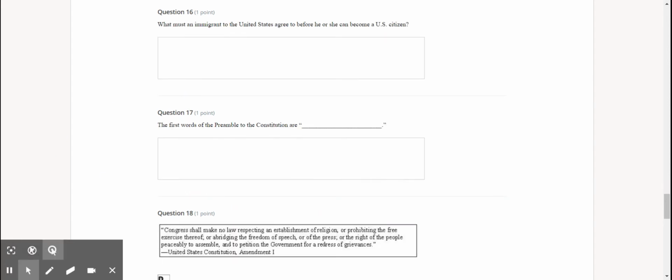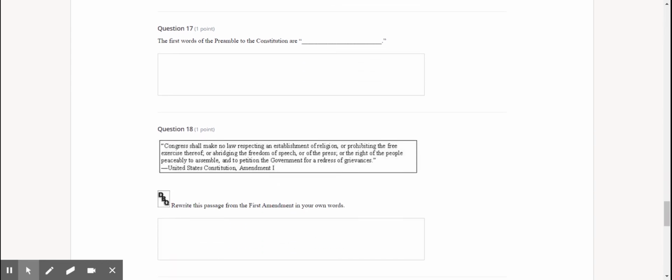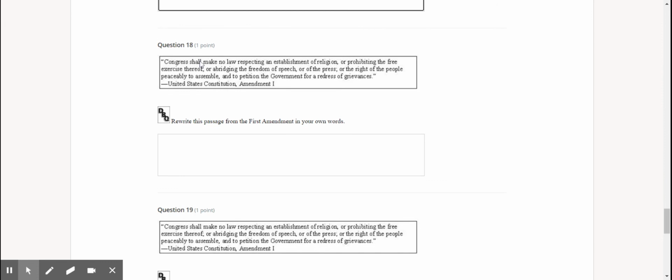All right, here begin the short answer questions. What must an immigrant to the United States agree to before he or she can become a U.S. citizen? Write your answer here. Number 17, the first words of the preamble to the Constitution are? Write your answers here. Number 18, this passage is from the United States Constitution, Amendment 1.